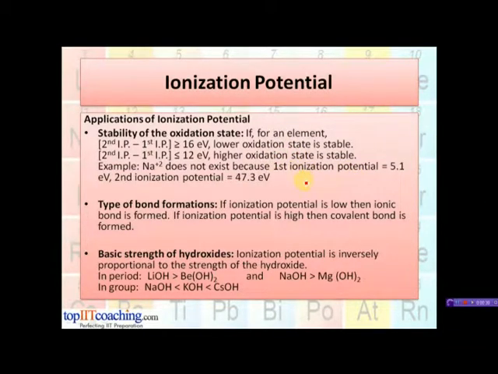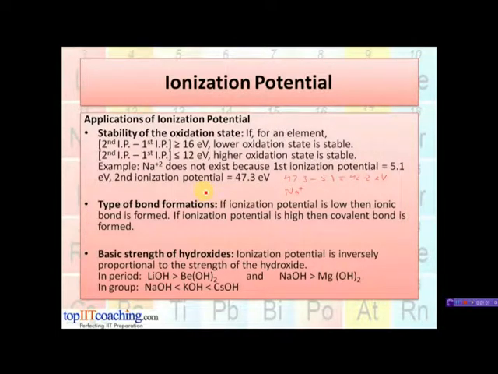For example, for sodium, the first ionization potential is 5.1 electron volts, whereas the second ionization potential is 47.3 electron volts. Now the difference between the two will be 42.2 electron volts. This is definitely much greater than 16 electron volts. Therefore, the lower oxidation state, that is sodium plus, is stable and sodium 2 plus does not exist.